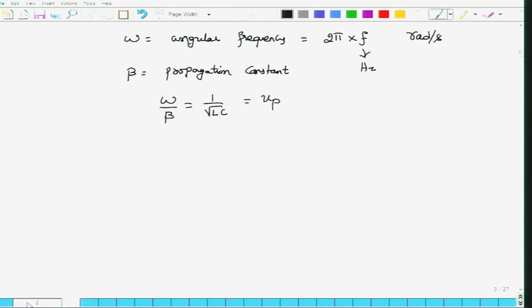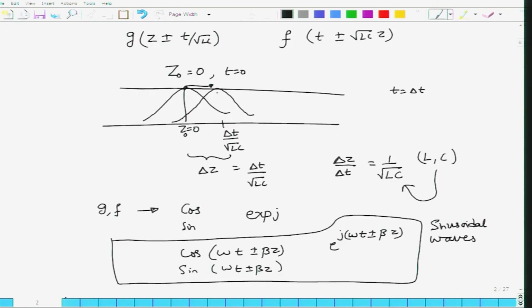Why would it be called the phase velocity? Go back to this one. As delta t changes, delta z also changes in a proportionate manner, so as to keep the peak of this function moving along. If you imagine that you are a little person who is able to sit on this particular peak and travel along the wave, the velocity with which you will be moving along the wave peak will be given by 1 by square root LC, and that is the phase velocity.